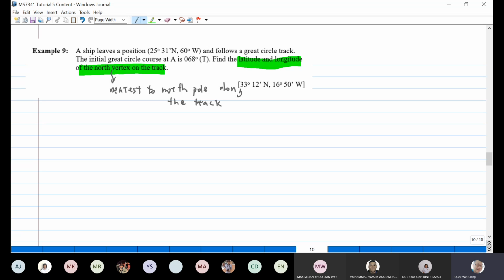So let's see what this is. If you look at the position, there's a point A. A is a point on the Earth. The position is 25 degrees 35 minutes north and 60 degrees west. This is the latitude and longitude: east, west is the longitude, and north, south is the latitude. This point is called A.